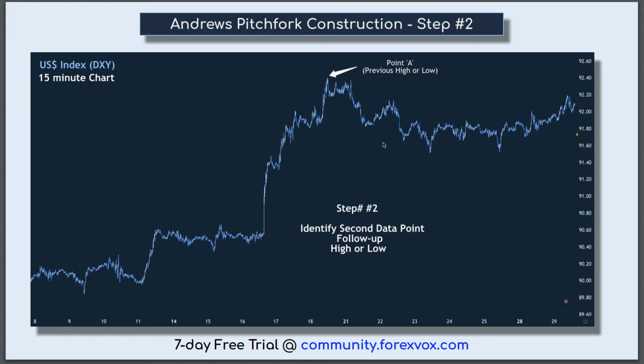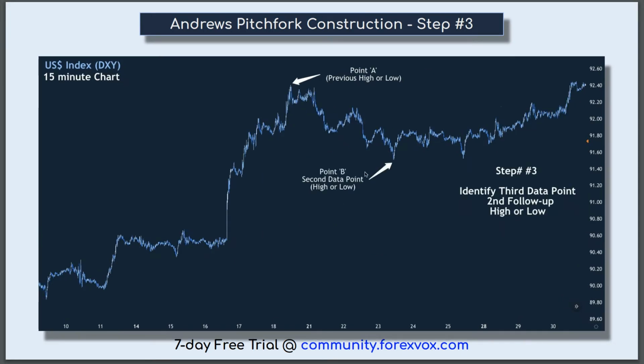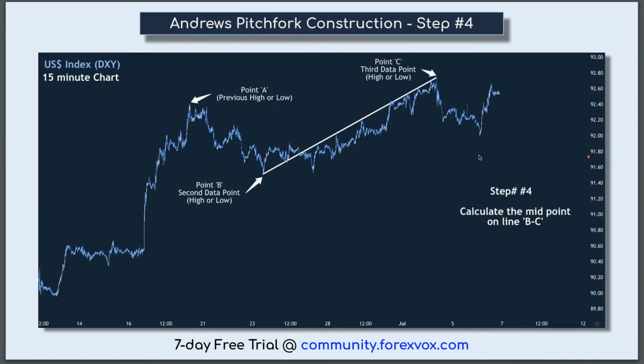Step two will then be to identify a second data point, which is a follow-up high or low. In this case, it would be a follow-up low. So as we said, point B is here. Step three is then to identify a third data point, which in this case would be a high. So as we see there, point C. So we've got point A, point B, and point C.